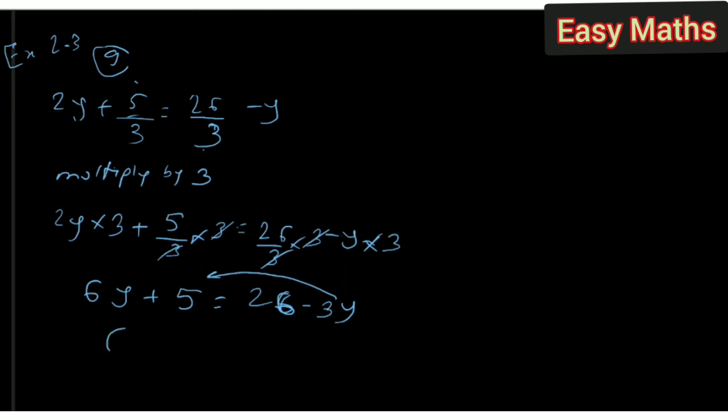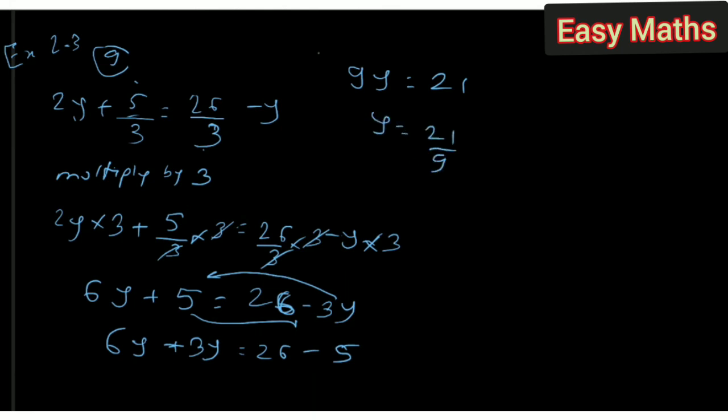Simple question. Take y to one side, minus 3y becomes plus 3y, and take this 5 to other side, it becomes minus. Now we have 9y equal to 21 and y equal to 21 by 9. And now 3 3s are 9 and 3 7s are 21. So final answer becomes 7 by 3.